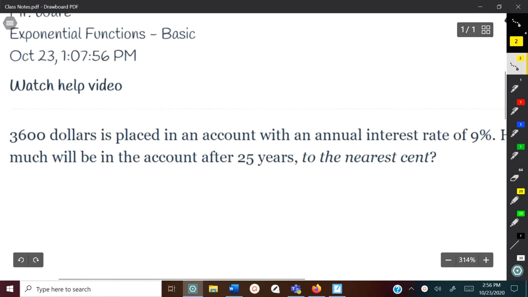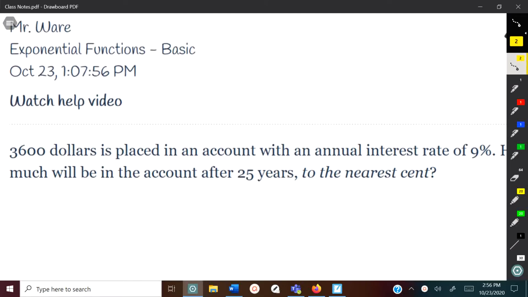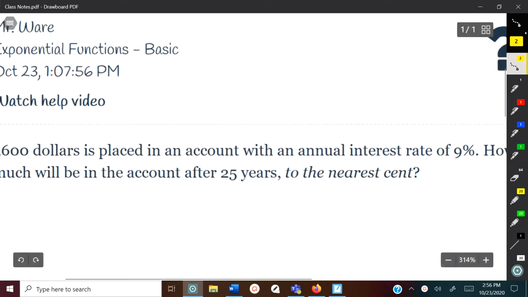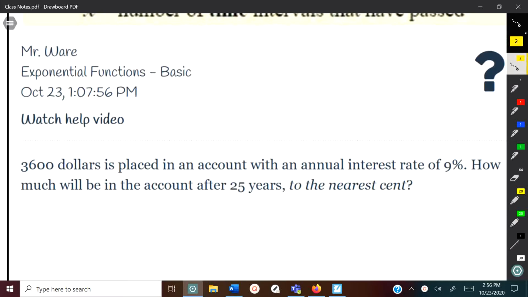Alright, so here it says you've got $3,600 placed in an account with an annual interest rate of 9%. How much will be in the account after 25 years? So, first question you want to ask yourself, is it going up or going down? Well, if you put money in a savings account and it's gaining interest, then it's going up. So we're going to use the growth formula.